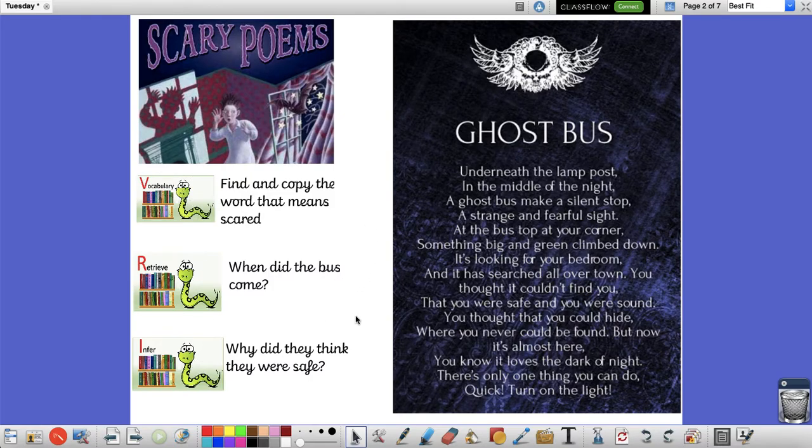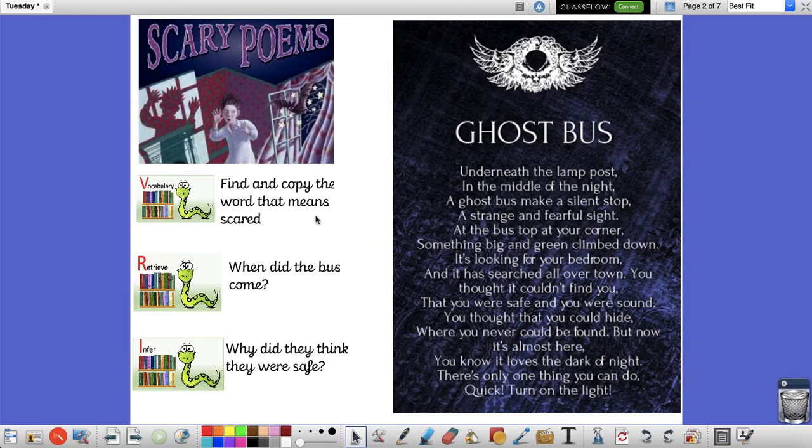We've got three different questions. So question number one, find and copy the word that means scared. Question number two, when did the bus come? And question number three, why did they think they were safe? So using the poem, see if you can answer the first three questions.